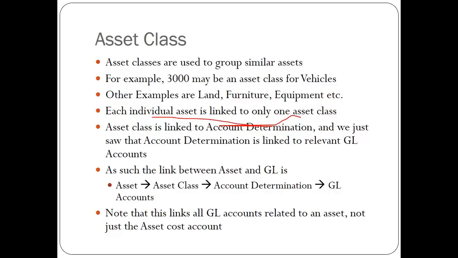As we already discussed, an asset class is linked to the account determination, and we just saw that the account determination is linked to the relevant GL accounts. As such, the linkage, which we saw in the previous slide as well, is that asset is linked to asset class, asset class is linked to account determination, and account determination eventually links to GL accounts. Note that this links all GL accounts related to an asset, not just the asset cost account. So when we say account determination, it's not just to which account the asset has to be debited, but it also carries the account numbers for the depreciation, accumulated depreciation, disposal, gain, loss, etc.